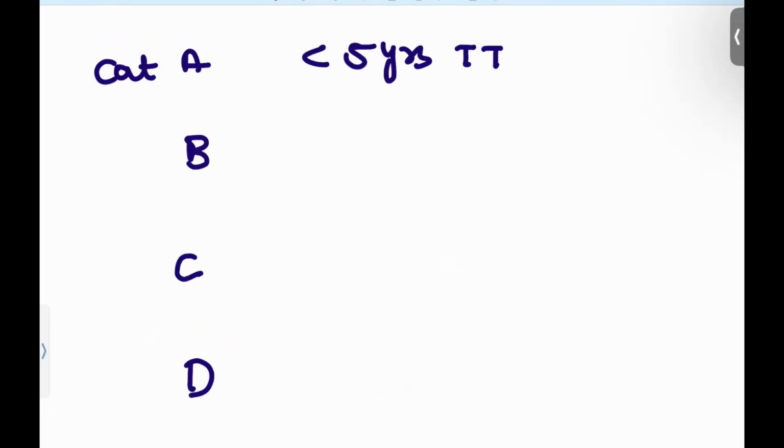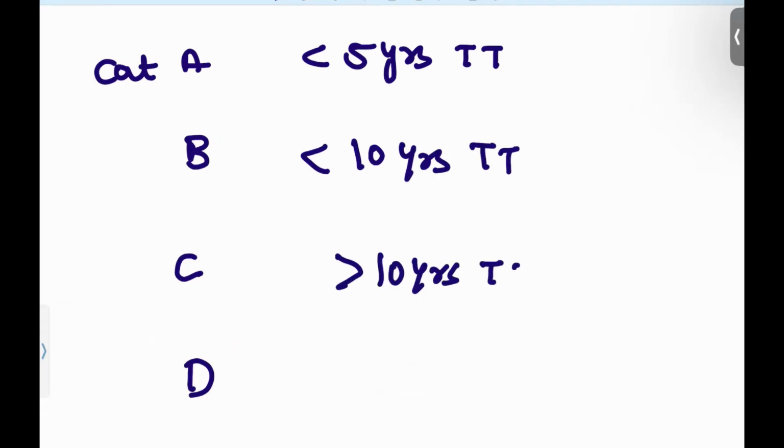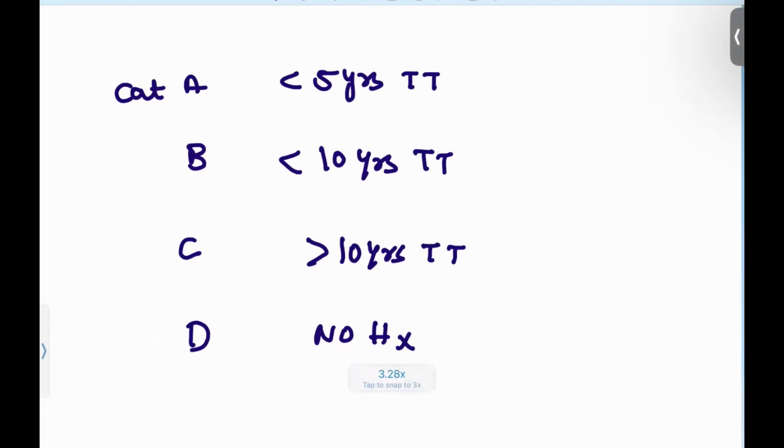Category A people have had a TT injection less than 5 years ago. Patients in category B have been vaccinated less than 10 years ago. Category C is more than 10 years with a history of TT injection. And those who have no history, no memory, land in category D.